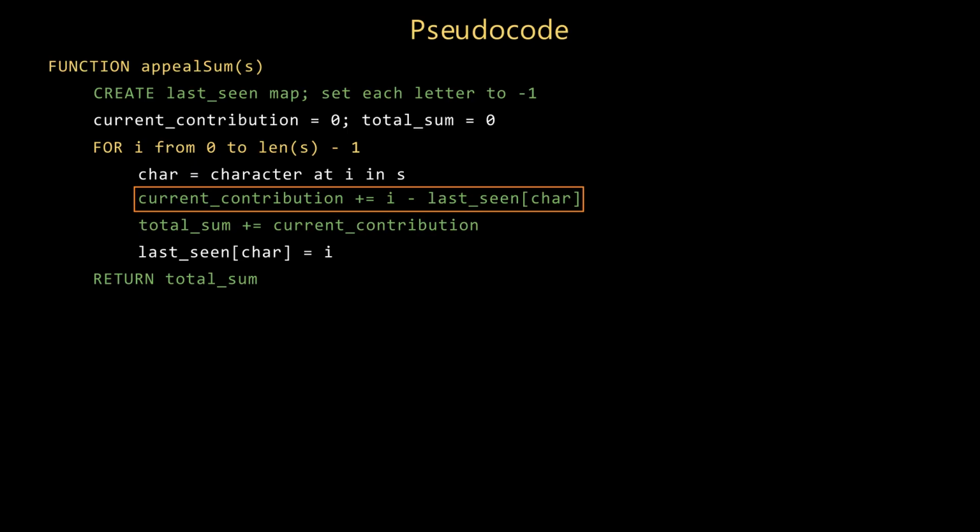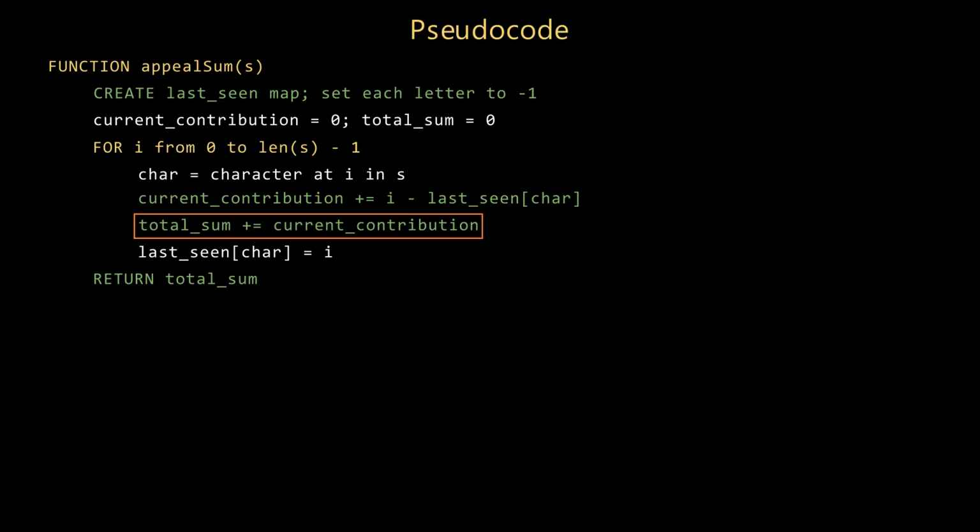Extend current contribution by I minus the last index where we saw this character. Add the updated contribution into total sum. Record index I as the new last seen spot for this character. Return total sum as the answer.